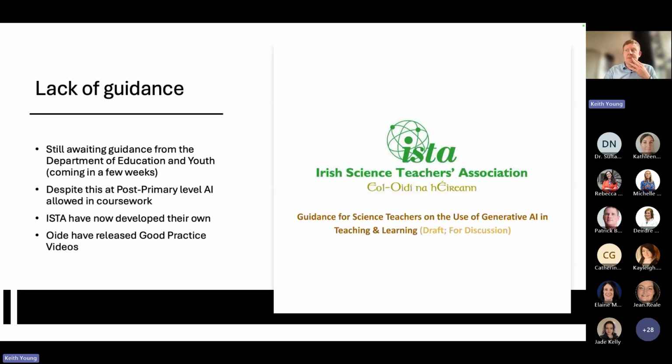Specifically in the Irish context, we still have a lack of guidance. It has been ongoing for quite a while now, where at least one or two ministers of education have promised it will be coming out. The latest we've heard is that it's going to be coming out in the coming weeks. So fingers crossed that will actually happen.